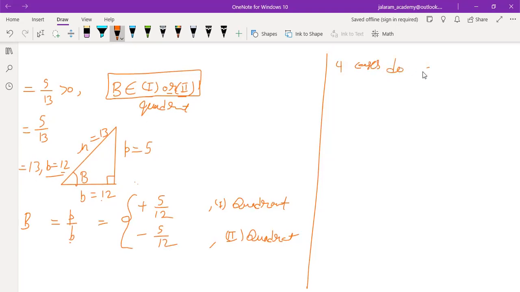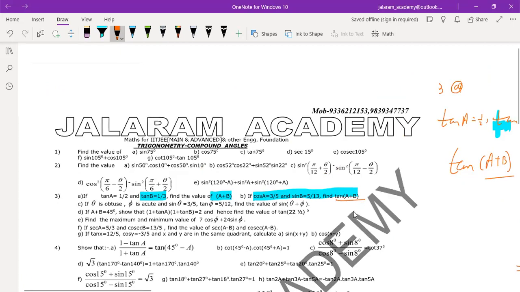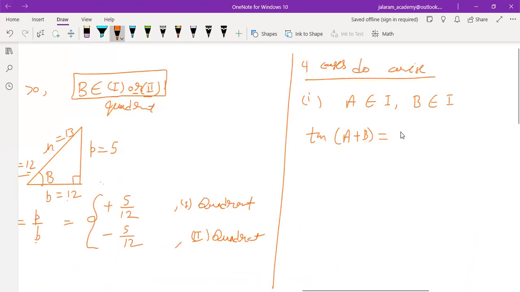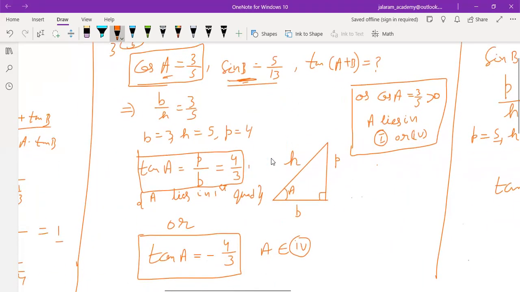Four cases do arise to find the value of tan(A+B). First case, A is in the first quadrant, B is in the first quadrant. Then we have to find tan(A+B). Look at this. tan(A+B) equals tan A plus tan B over 1 minus tan A into tan B. Now the value of tan A when it is lying in the first quadrant is 4 by 3.